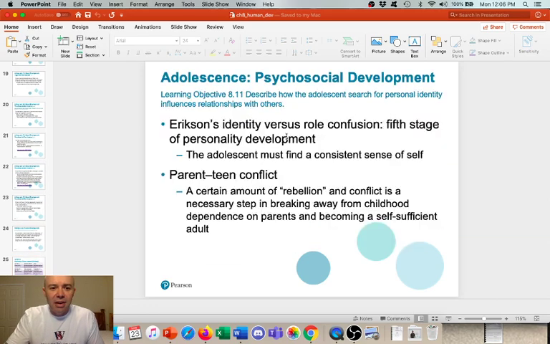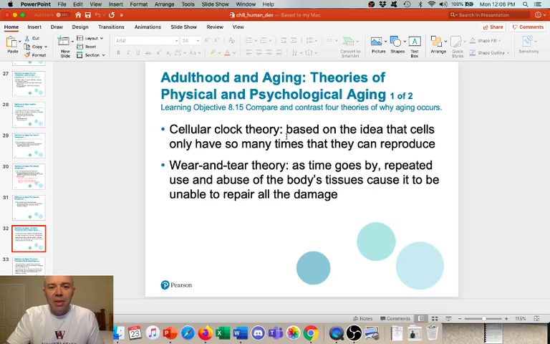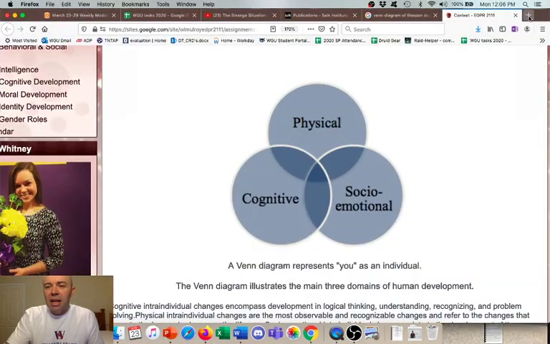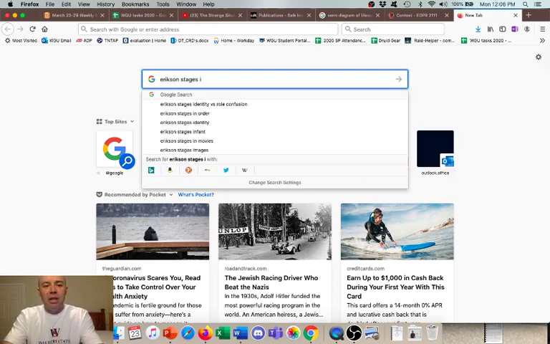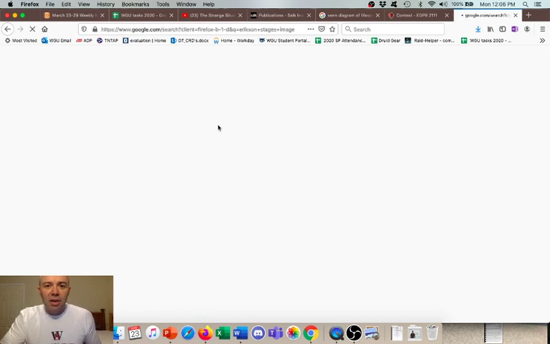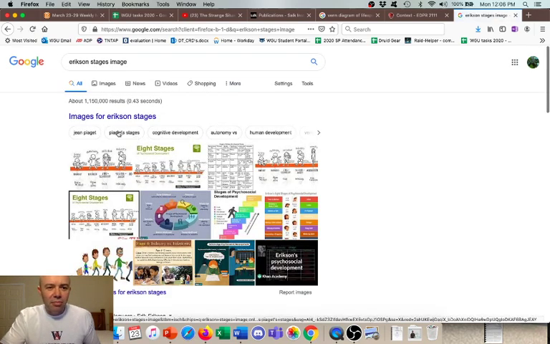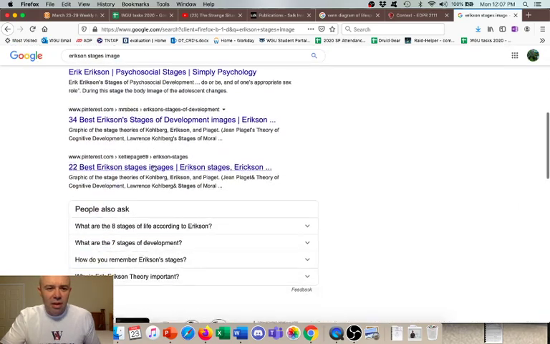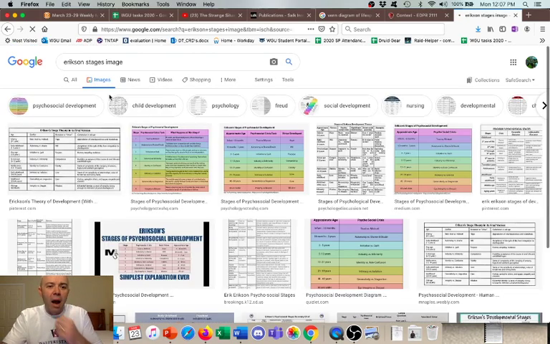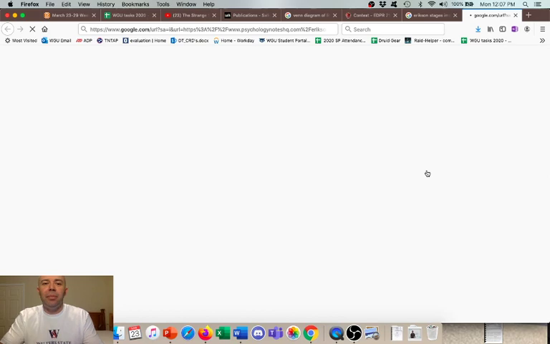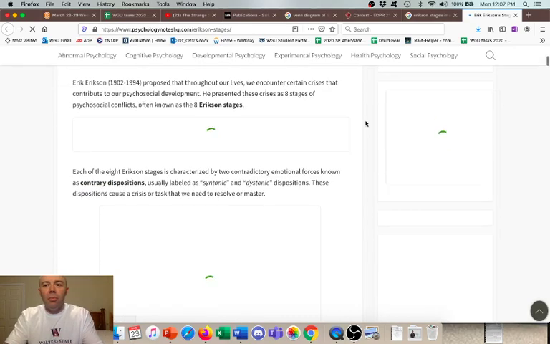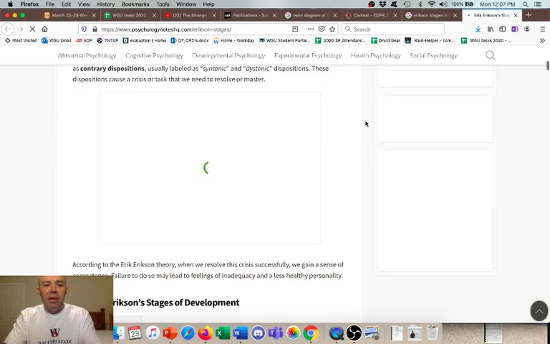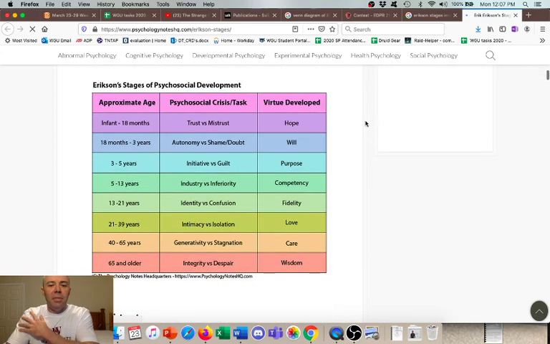Let's see if I have a... Let me do this. Sorry. Let me get an image of this. Erikson's stages image. I need to get a better image in the PowerPoint. Yeah, something like this. This would be a lot better. We're just going to tackle this image here. I'll copy and paste this in the PowerPoint, update it. Come on. There we go.